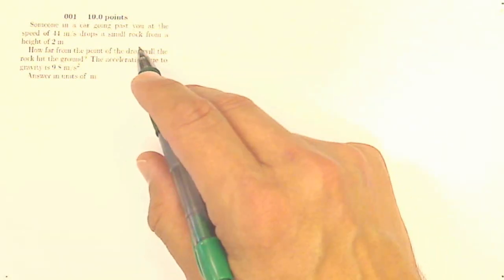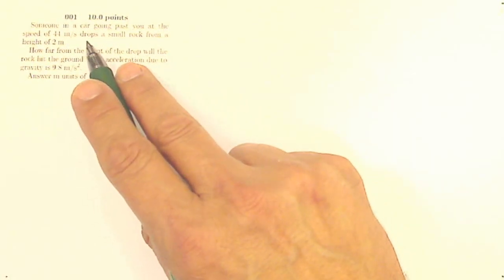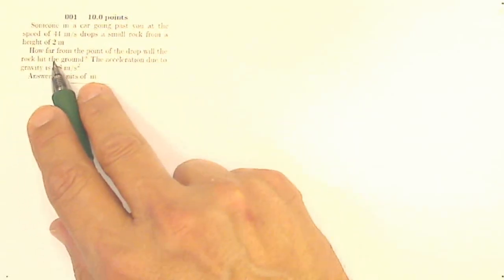This is AP Physics, Homework 2.6, and this is about horizontal projectiles. Question number 1. Someone in a car is going past you at the speed of 44 meters per second. They drop a small rock from a height of 2 meters. How far from the point of the drop will the rock hit the ground?